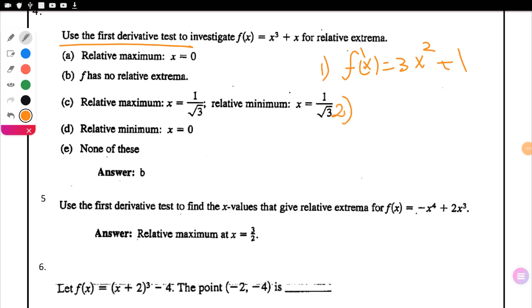Second step, set the first derivative equal to 0 to find the critical number, because the extrema occur at critical numbers. If we don't have a critical number, we don't have extrema. Here, 3x^2 = -1 implies x^2 = -1/3. It is impossible for a squared value to equal a negative value. This is impossible.